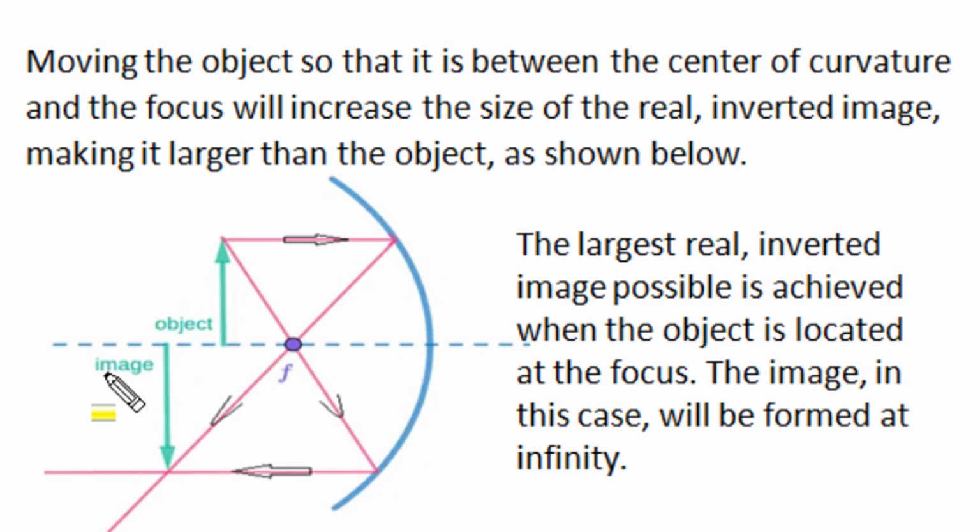If we further move the object towards the pole and keep it between the center of curvature and the focus point, then its image will increase in size and we will get a real inverted image larger than the object, between the center of curvature and infinity, as shown here. And the largest real inverted image is possible when the object is located at focus, and in that case a very large size image is formed at infinity from this concave mirror.